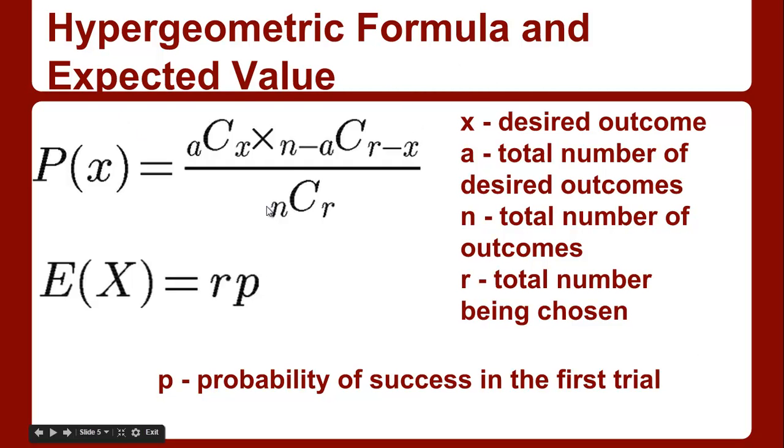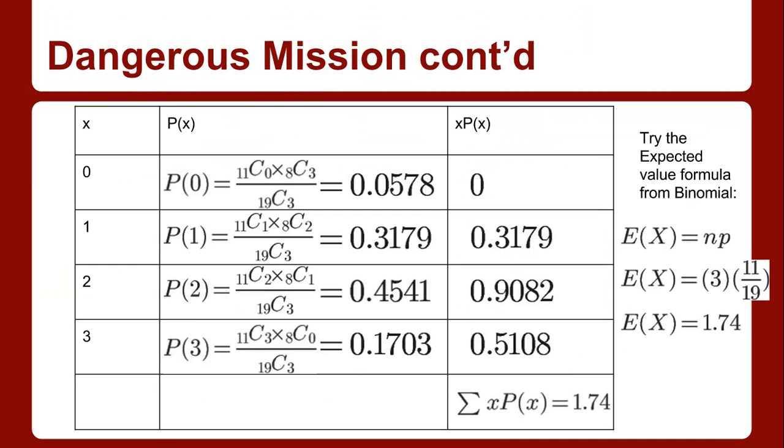Hypergeometric formula and expected value. I changed that to RP from NP because it really just makes more sense. We don't want to call N something different. So this is the formula. I don't really like it. You just really have to understand what it looks like.